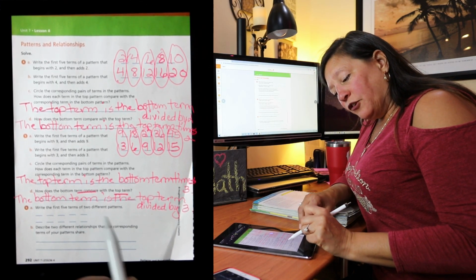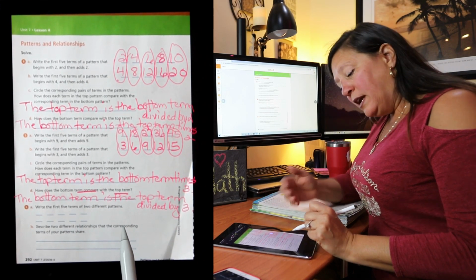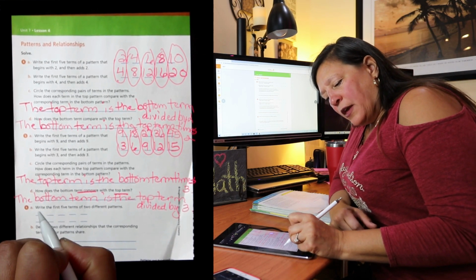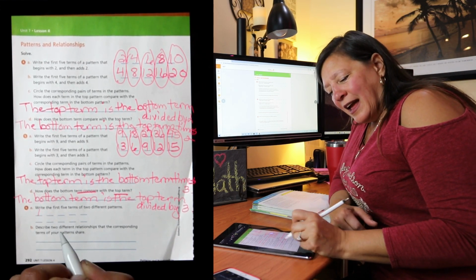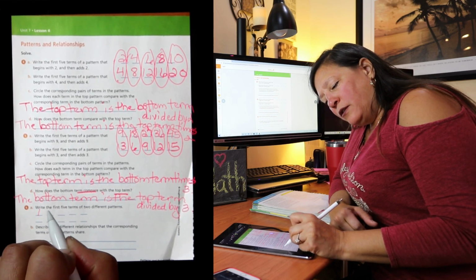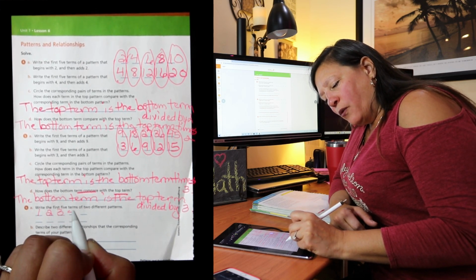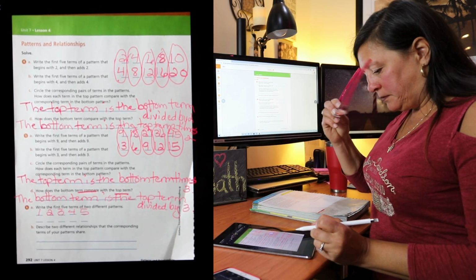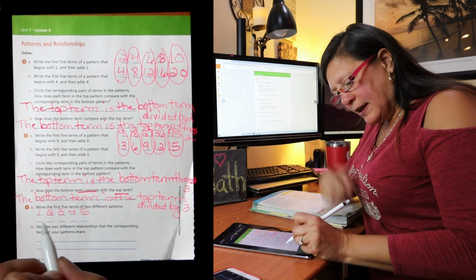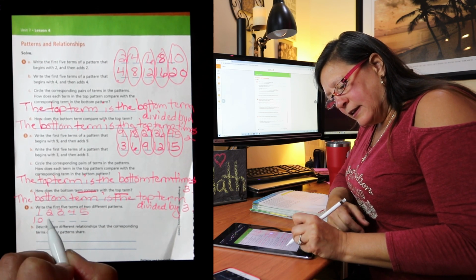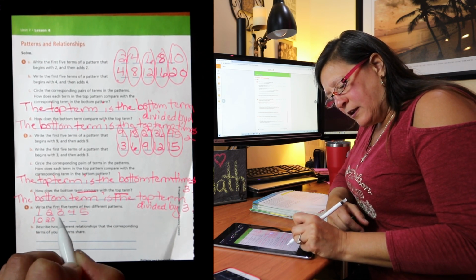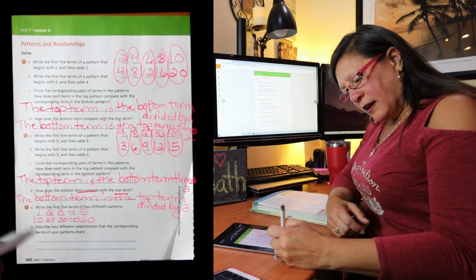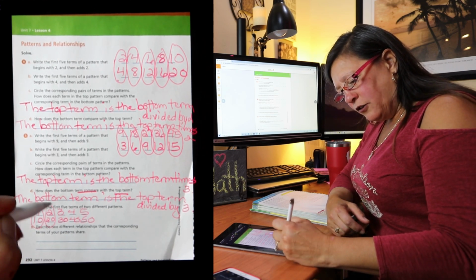Write the first 5 terms of 2 different patterns. So we get to choose one. Let's go ahead and just do a simple start with 1 and add 1 on the top one. 1, 2, 3, 4, and 5. And then the bottom one, let's start with 10 and add 10. 10, 20, 30, 40, 50. Again, look at the corresponding terms.